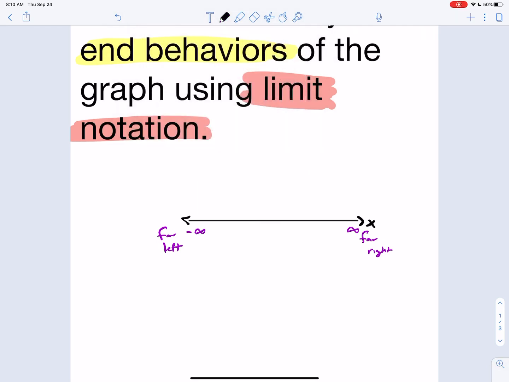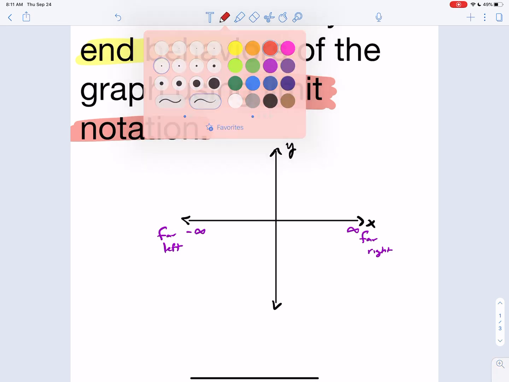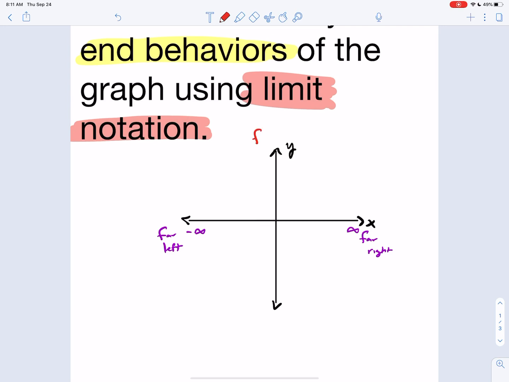Similarly, when you're on the y-axis, it's the same idea. Think about what happens to the values as you go higher and higher up on the y-axis. The higher you go up, the larger it gets. So when you go far up, it's going to go to positive infinity, and if you go far down, negative infinity.